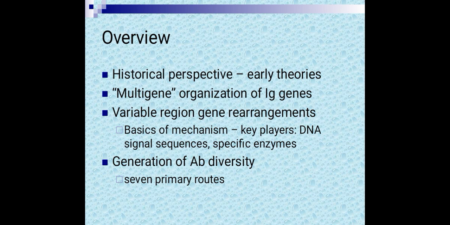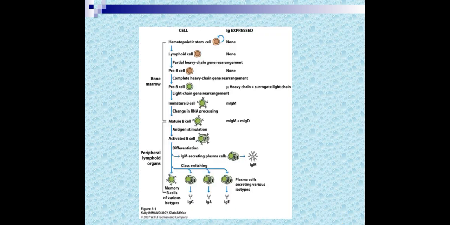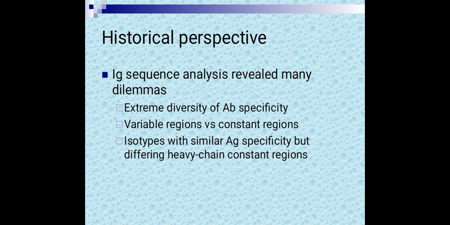Historical perspective, early theories, multi-gene organization of Ig genes, variable region rearrangements, basics of mechanism like key players, DNA signal sequences, and specific enzymes. Then generation of AB diversity, seven primary routes. Bone marrow, peripheral lymphoid organs, cell Ig expressed.